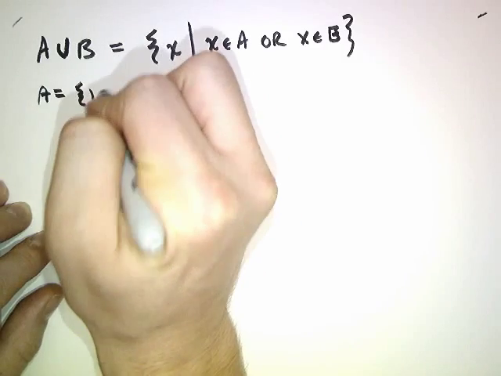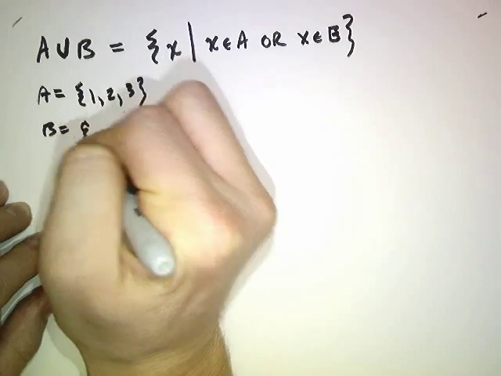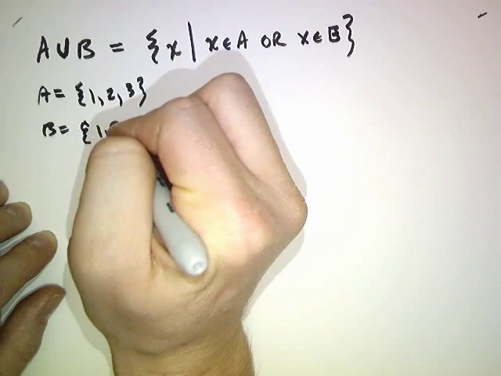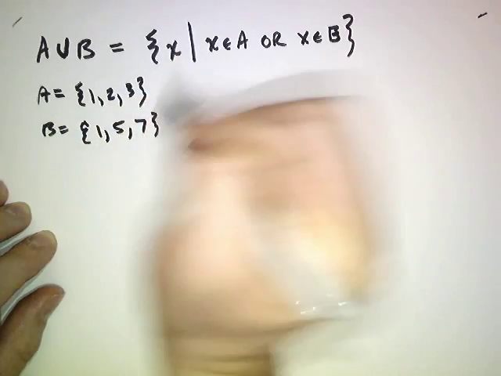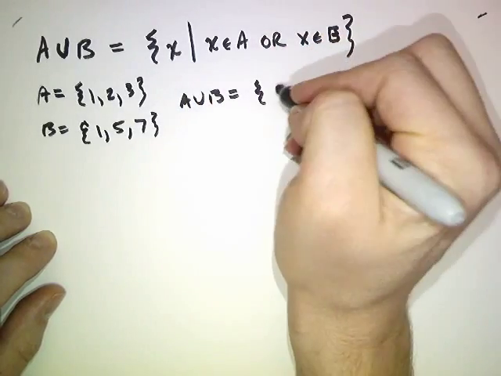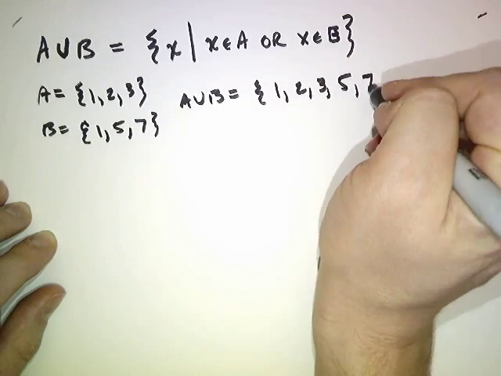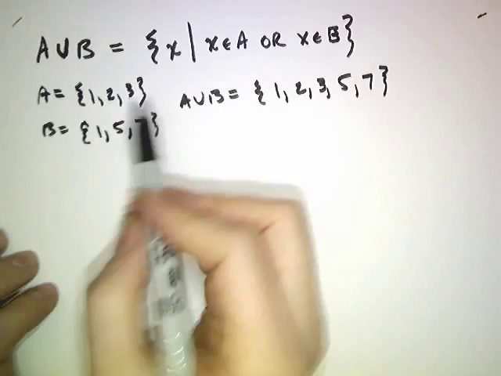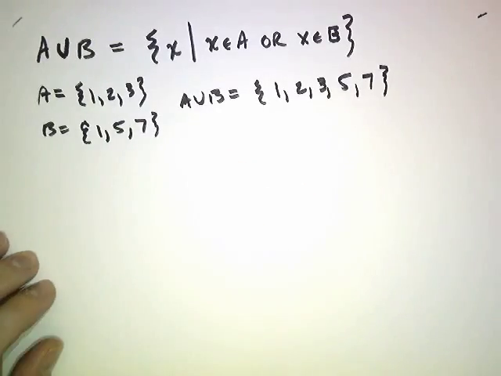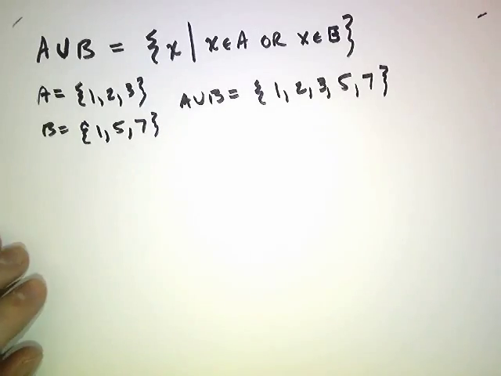So if A equals {1, 2, 3} and B equals {1, 5, 7}, then A union B is going to equal {1, 2, 3, 5, 7}. Notice I did not repeat the 1. You do not repeat elements in a set. Sets never have repeated elements.